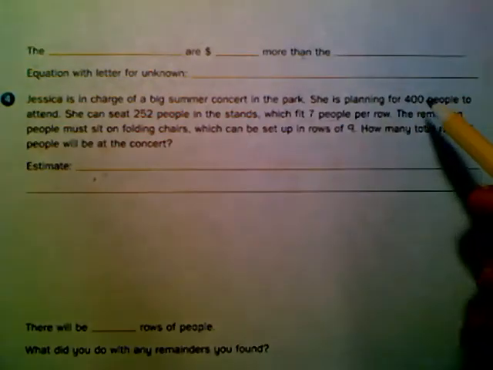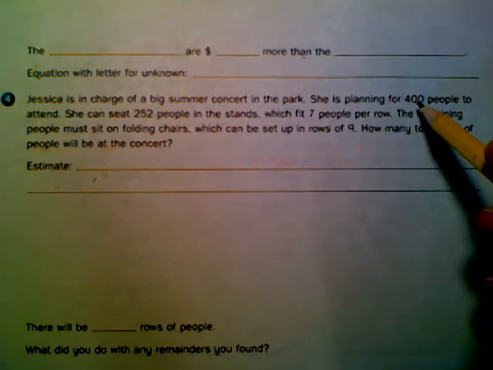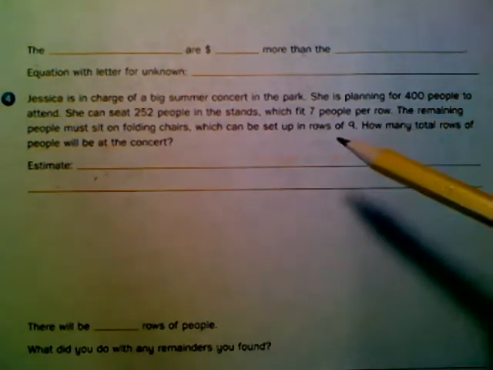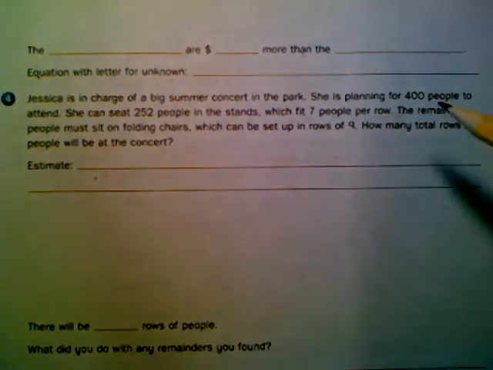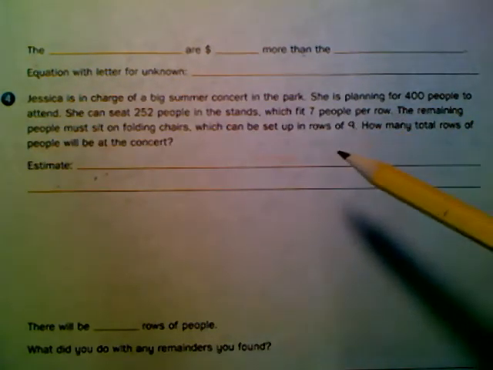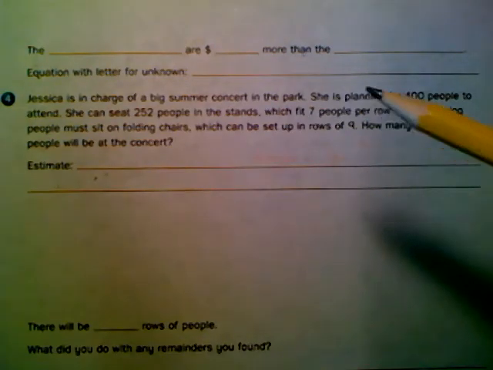So you know that 252 are taken care of here already. So you know there's about 250 off of that. So you only have to seat roughly 150 people. And then you're going to put them in rows of 9. So I think you're going to take that 150, that difference, and divide it by 9, which you could do by 10. And that would tell you about how many are needed here. When we estimate, we aren't using exact numbers. Okay, so on one like this, you want to round those numbers.